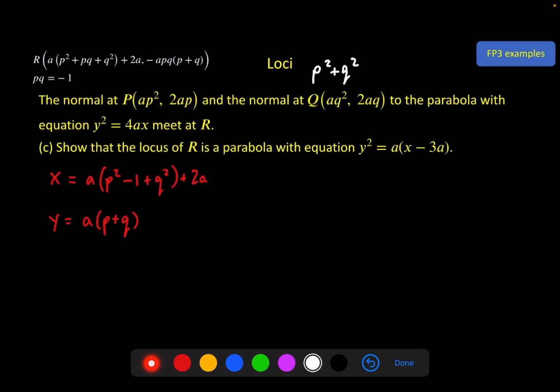plus q squared comes from squaring p plus q if you subtract 2pq. So we're going to replace our p squared plus q squared with p plus q squared minus 2pq in here. We still have a minus 1, that's okay, but I'm trying to get p plus q in a bracket because we have p plus q in a bracket here, and once we've got p plus q in both, we should be able to substitute out to get x and y in the same equation. So this x coordinate is going to change to a. Let me make it really explicit what I'm doing.